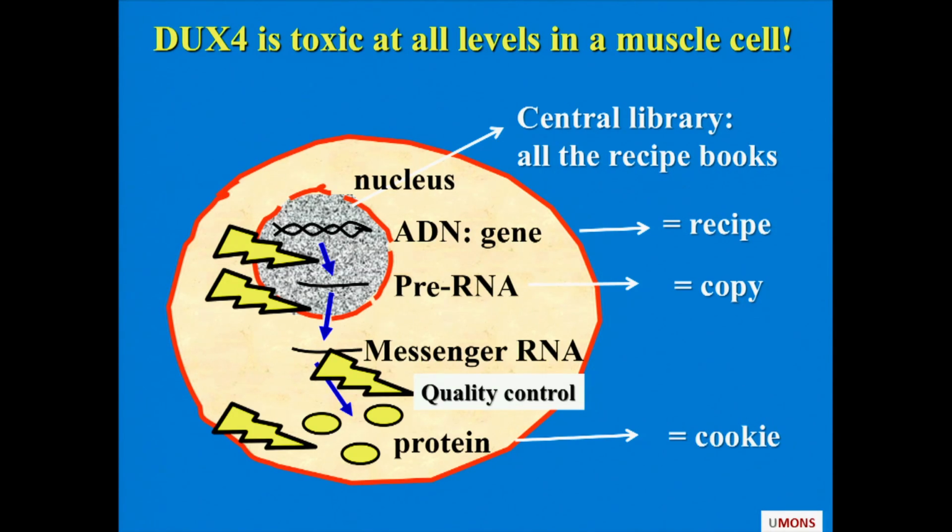It's toxic because it activates genes that do not have to be copied in muscle. It's toxic because it is also altering the way the messenger RNAs are made. It is also toxic because it blocks the quality control system that we have in our cells to make sure the messenger RNAs are of good quality and the proteins which are of poor quality get destroyed. This is also prevented by DUX4, so it's really giving chaos everywhere in the muscle cell.